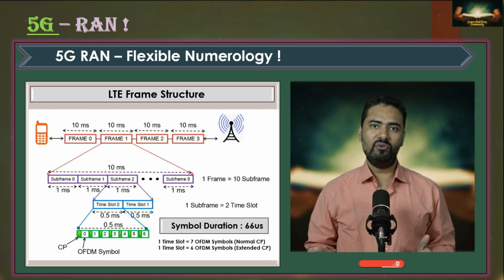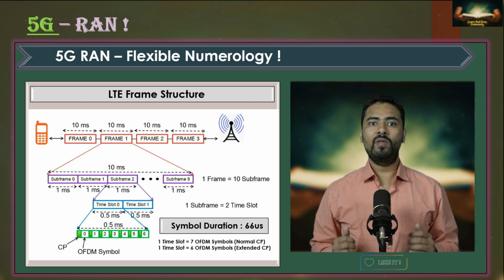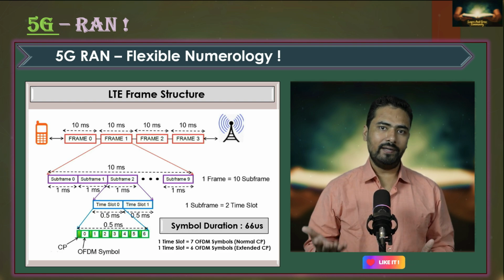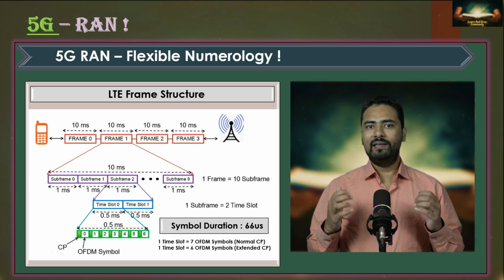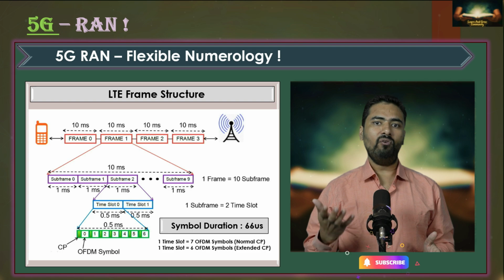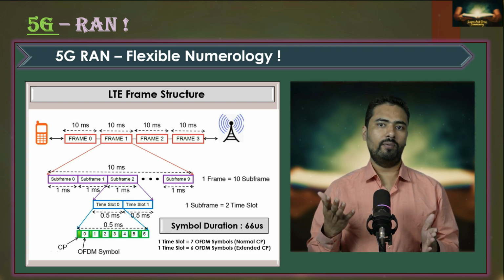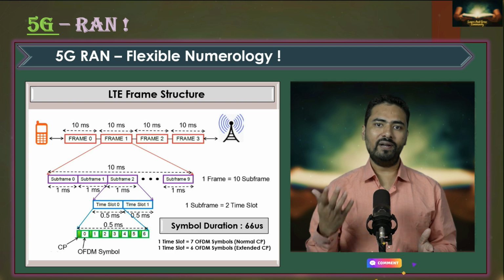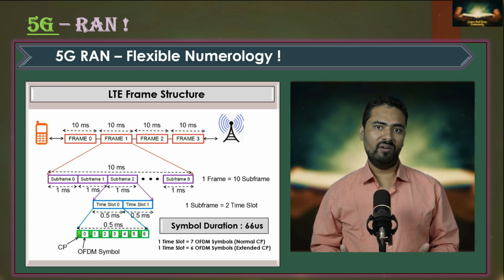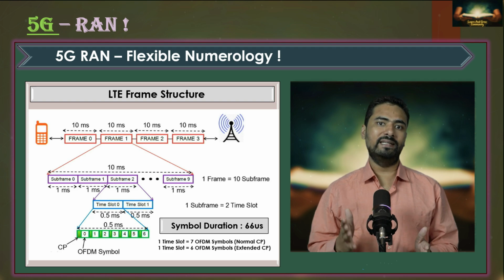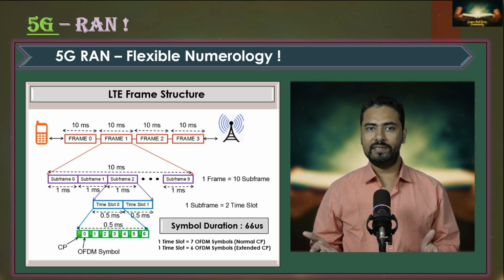Now, in this session, we will explore the concept of flexible numerology in 5G. We will understand why it is important, and we will see how it works within the network. Let's begin by looking at the LTE frame structure, and then we will compare it with the 5G NR frame structure to understand the differences and improvements. Similar to LTE, the NR frame in 5G is also 10 milliseconds long. So this frame length is common for both technologies.